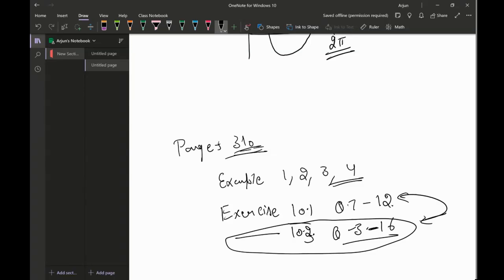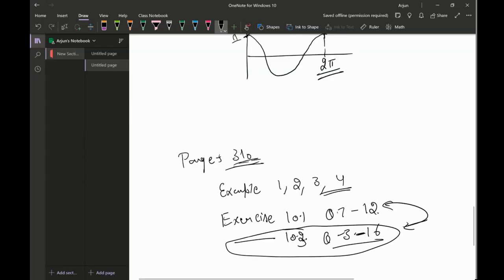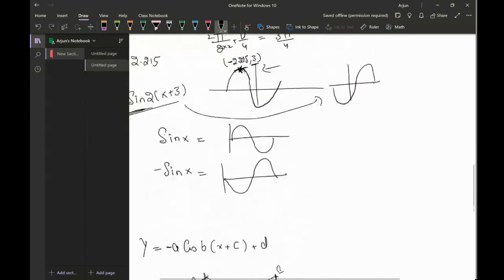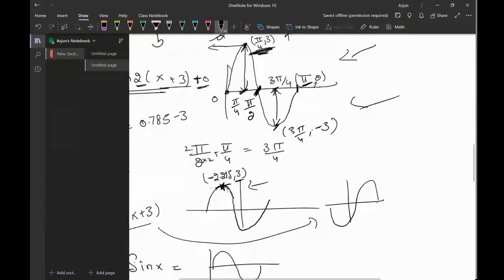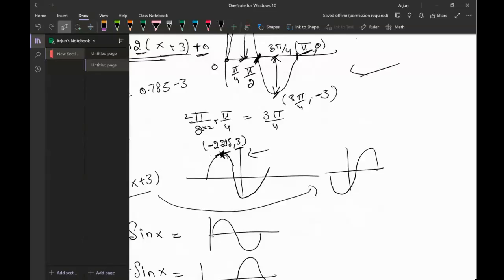And that's about it from my side. Please make sure you mention all these points. For example, I did mention these points here. This is pi over 4 and 3. This will become pi over 2 and 0. This is 3 pi over 4, comma minus 3, and this is pi, comma, y value is 0 here. So make sure you mention all the points when you are drawing a graph and when you are moving it from one place to another.